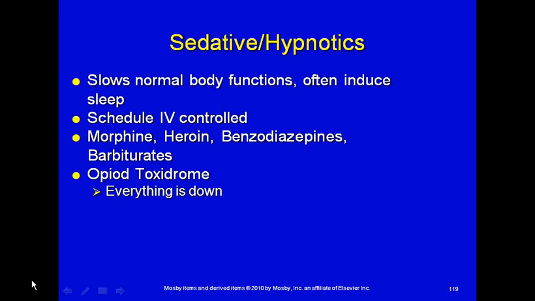And when somebody overdoses on a sedative hypnotic, that's known as an opioid toxidrome, and it has a real classic presentation. With an opioid toxidrome, everything is down. Their central nervous system is depressed, their respiratory rate is down, their blood pressure is down, but their pupils are also pinpoint.